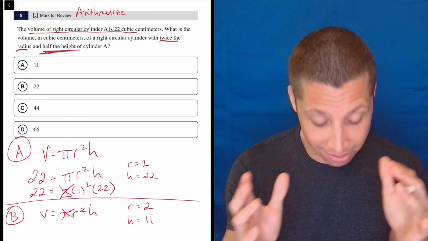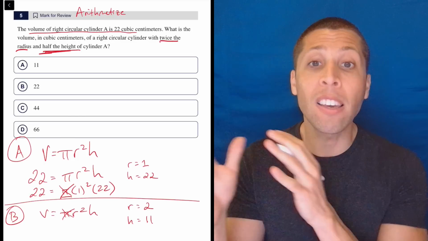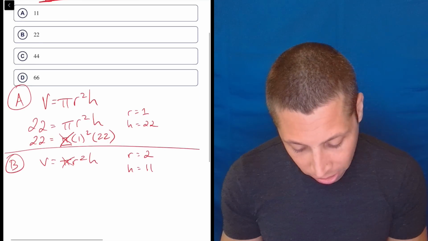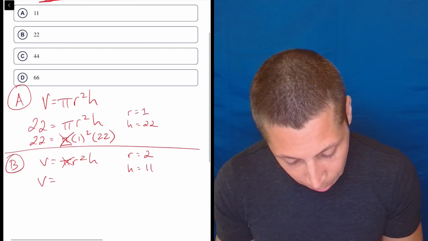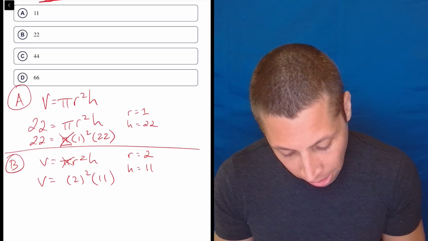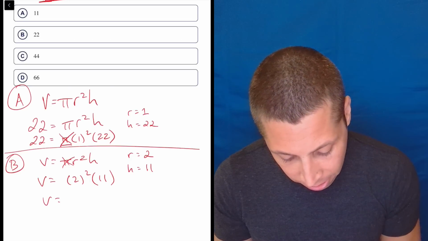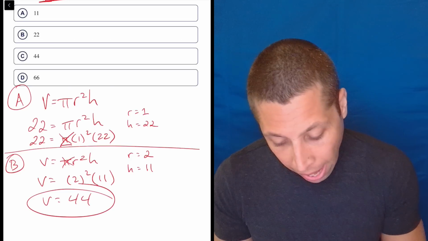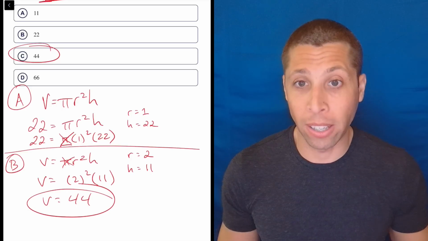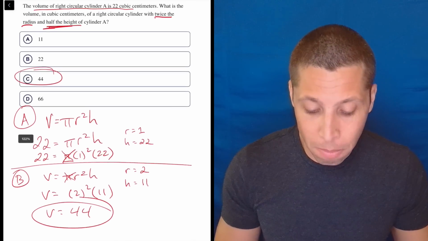Now I have a radius and a height that in cylinder A give me the volume that I want. And then I can change that radius and that height to think about what's going to happen for cylinder B. So that's going to be a radius of 2, so 2 squared, and a height of 11. So that is 4 times 11. So that is a volume of 44. And that is the answer. Done.